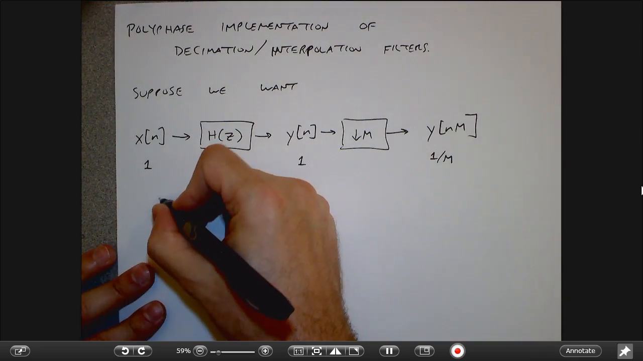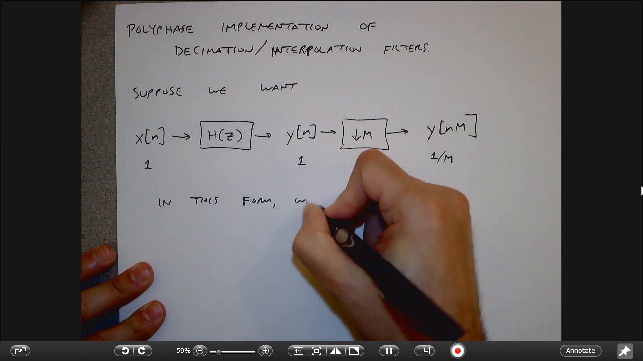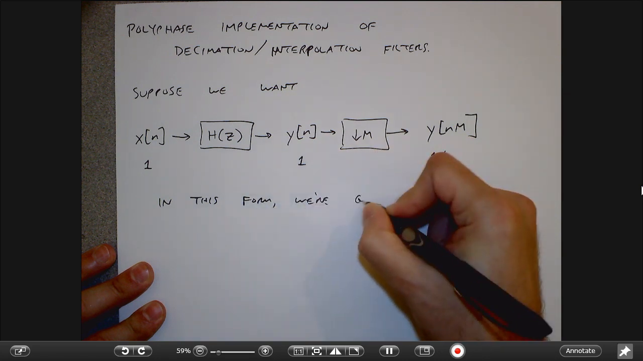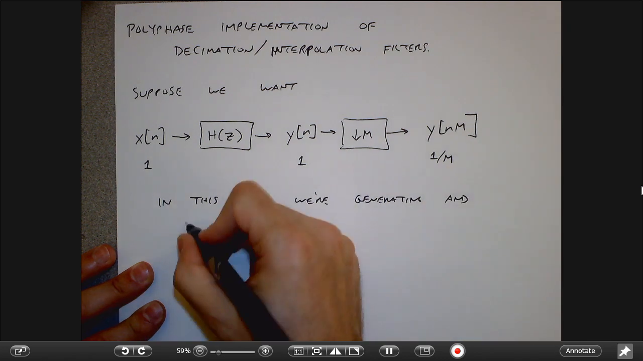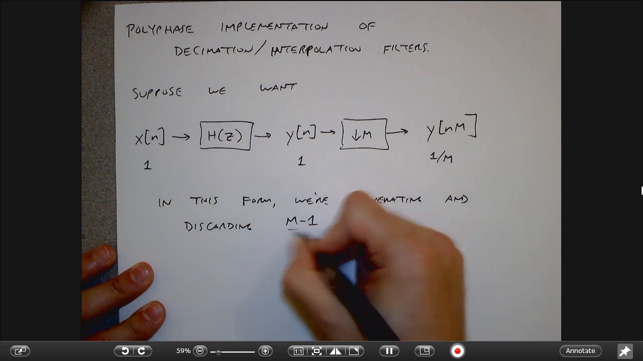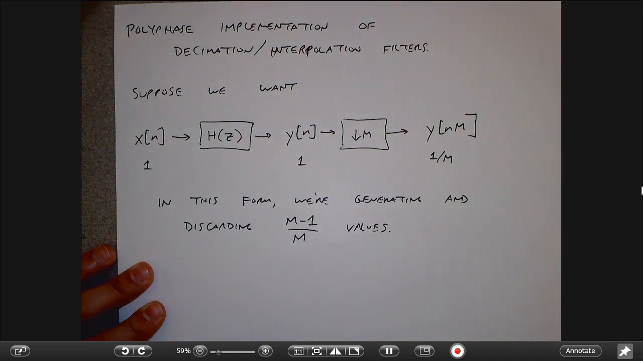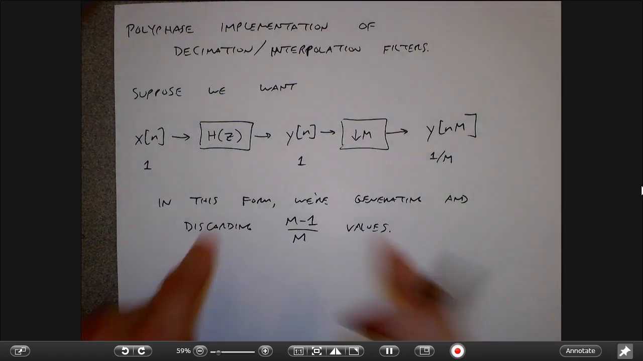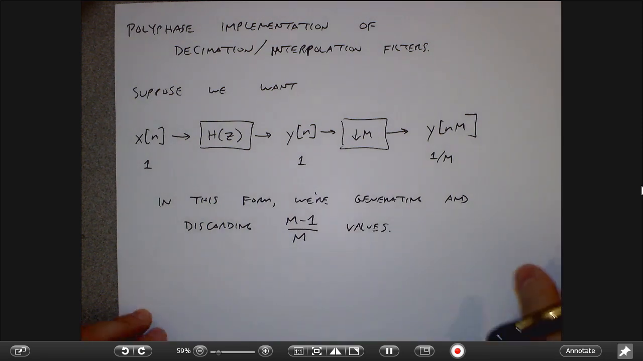So here, in this form, we're generating and discarding a fraction of M minus 1 over M values, right? So how would we make this process easier? What I'm going to do is write this filter in polyphase form, okay?